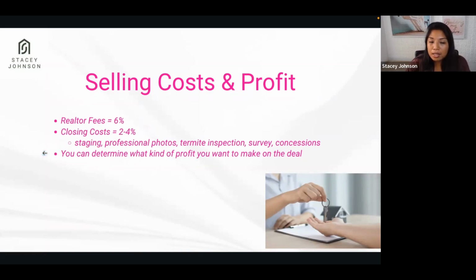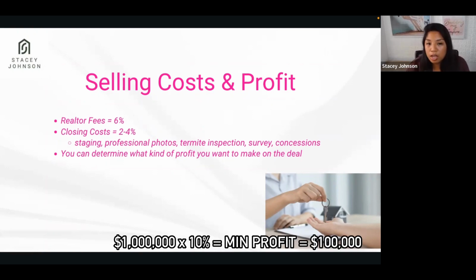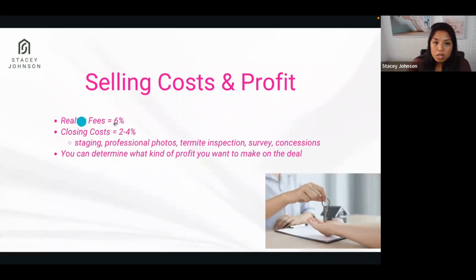Typically, I want to make at least 10% of the ARV. If I have a house that I think I'm going to sell for $1 million, then 10% of that is $100,000, which means I at least want to make $100,000 on this. So you can already see, for example, with a $1 million house ARV, your realtor fees and your closing costs are already $100,000. Then you want to make $100,000 on profit. You're having to spend a lot of money just to flip this house.